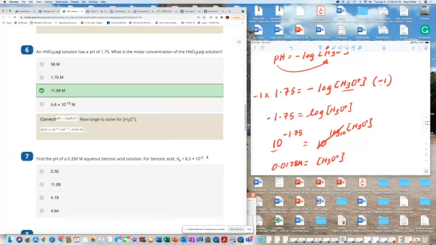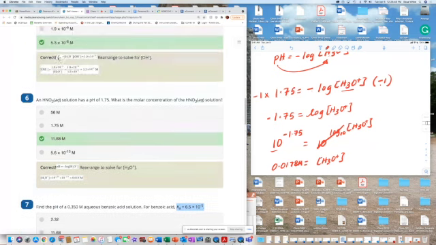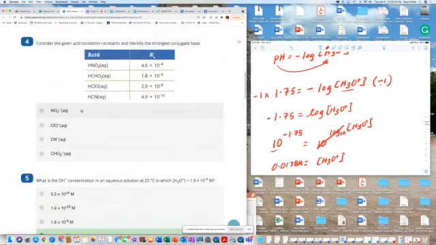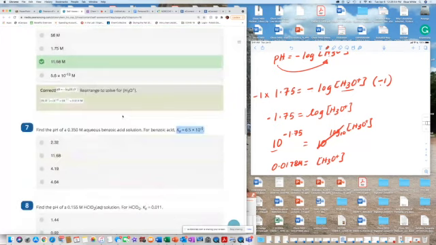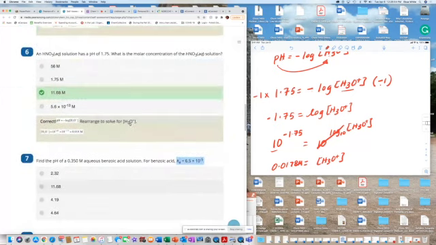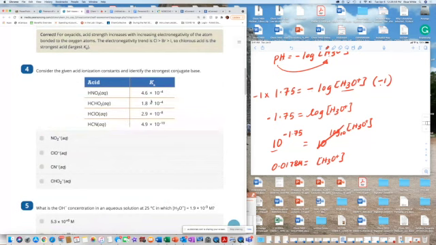Weak acids have Kas usually. Strong acids don't have Kas. But if they did, a strong acid will have a very large Ka, like we said back somewhere here, right? Strong acids will have a very large Ka. What is a very large Ka? Where the exponent is a positive number.